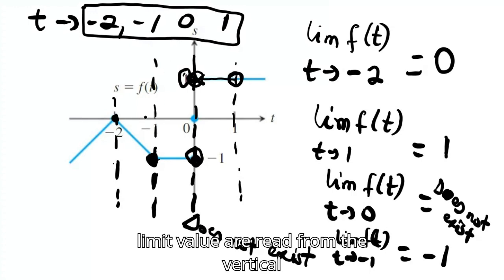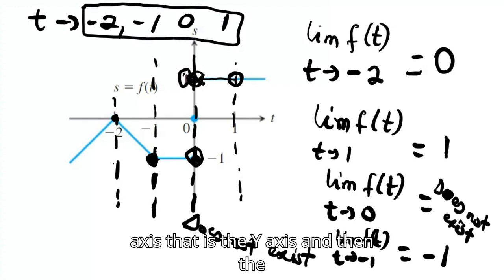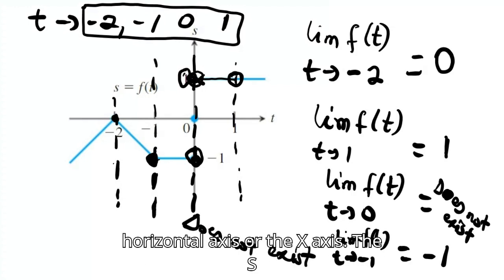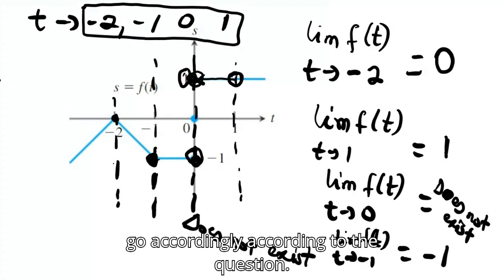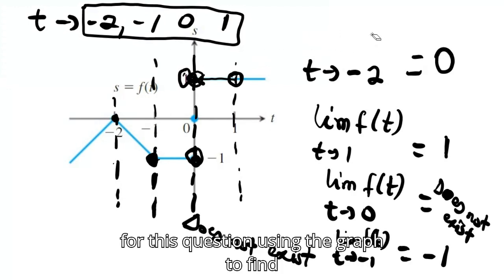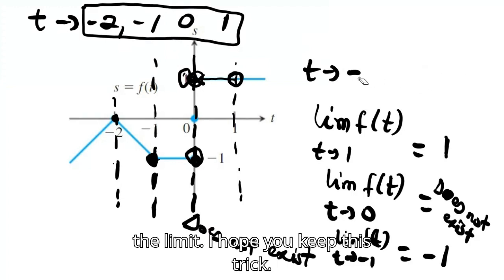Again, the limit values are read from the vertical axis, that's the y-axis, and the value t is approaching is read on the horizontal axis. The horizontal axis in this case is labeled as t, so we go according to the question. Basically, this is how to solve this question using the graph to find the limit. I hope you keep this trick.